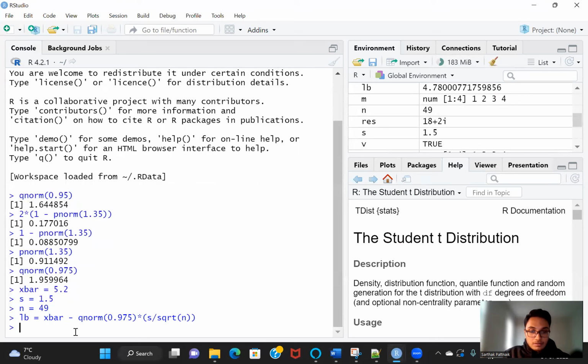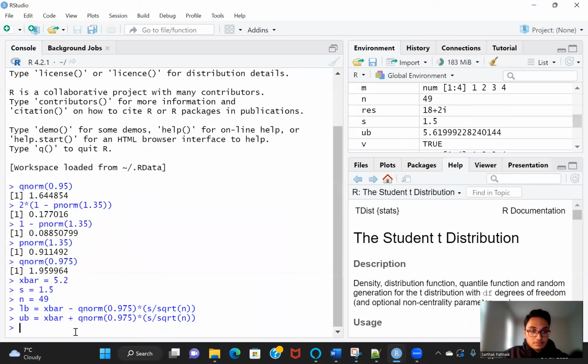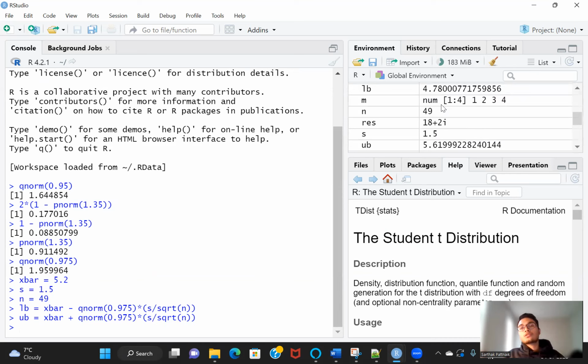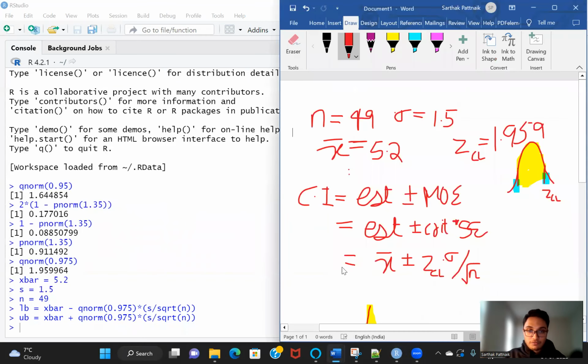Upper bound will be calculated in the exact same fashion. Just I need to change the minus sign to a plus sign. So the lower bound is 4.78 and the upper bound is 5.61. As you can see here, these are the values that represent my confidence interval. So 4.78 to 5.62, that is the answer that I'm getting for my confidence interval.